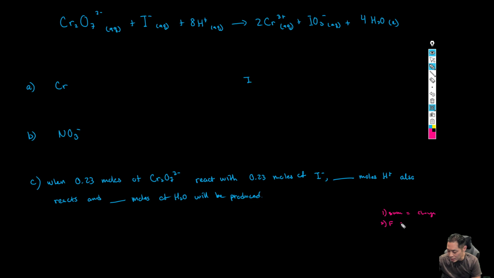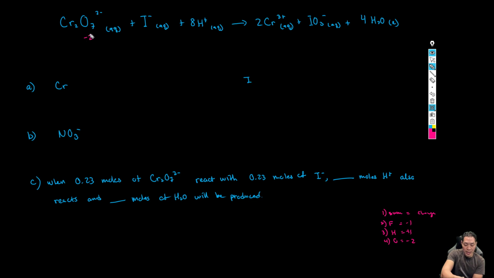2, fluorine is -1. 3, hydrogen is +1. And 4, oxygen most of the time is -2. So here, most of the time, oxygen is -2, so that is going to be its oxidation. And we want to find the oxidation of chromium.